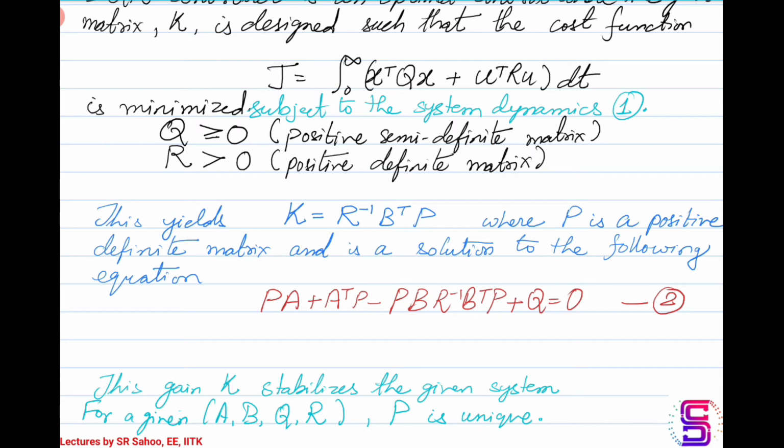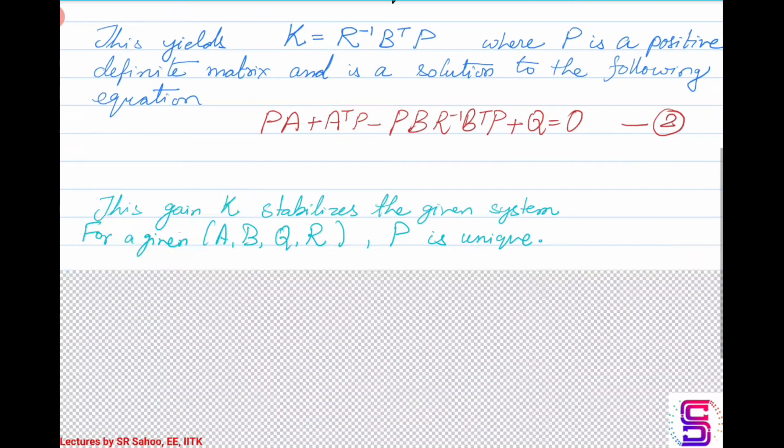Now the K that we obtain here is such that it stabilizes the closed loop system. So the eigenvalues of A minus BK will all be in the open left half of the complex plane. Also, for a given A, B, Q, R quadruplet, P is always unique. It will be unique and symmetric. Okay, P is unique, real, symmetric, positive definite that we obtain here.